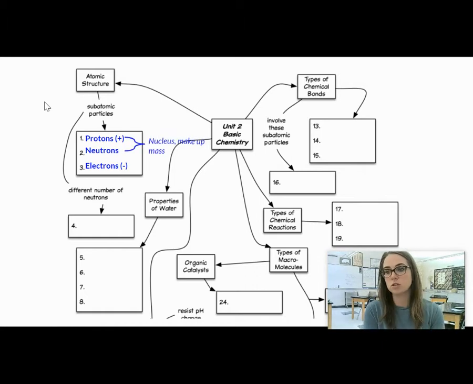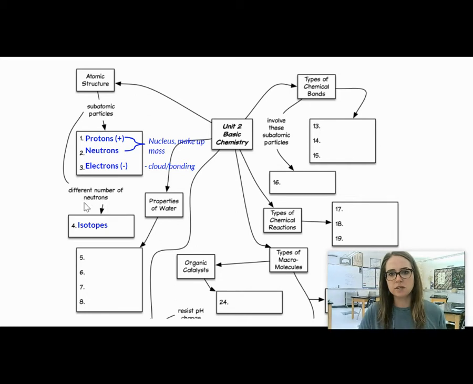They are pretty much the only thing that has atomic mass, or at least in great numbers. And so they make up almost the entire mass of your whole atom. The electrons you find out in the electron cloud, and they are responsible for the bonding behavior of each individual type of atom.